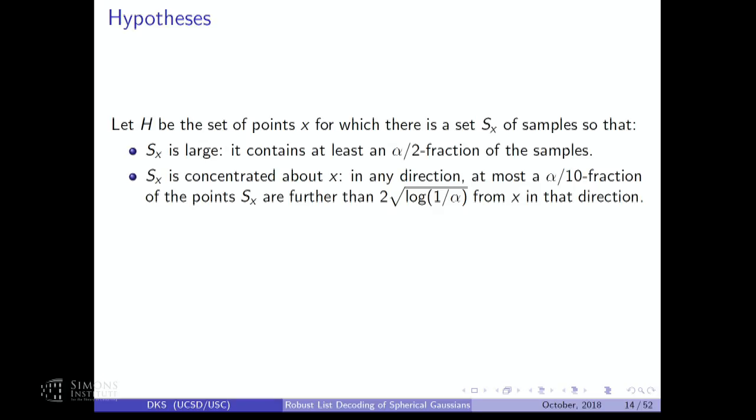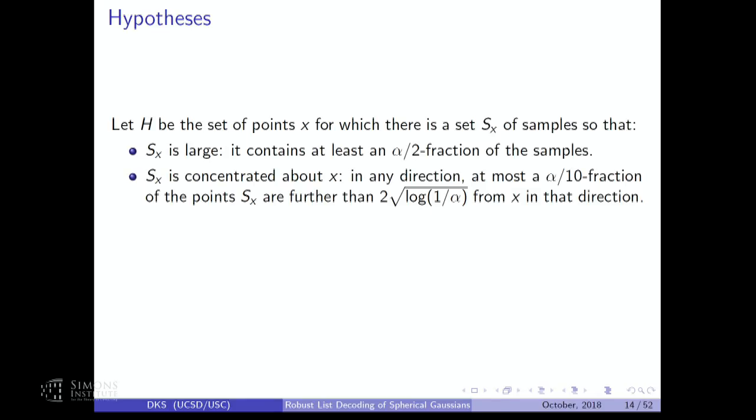And the way to do this is a little bit interesting. So what you can do is let H be the set of all possible points X that could reasonably be the correct mean. And for that, what do I mean? Well, there should be a set of points S sub X that correspond to the good samples. It should be large, consisting of at least an alpha over 2 fraction of all of the samples. And also it should be concentrated about X, because Gaussians are well concentrated about their mean.